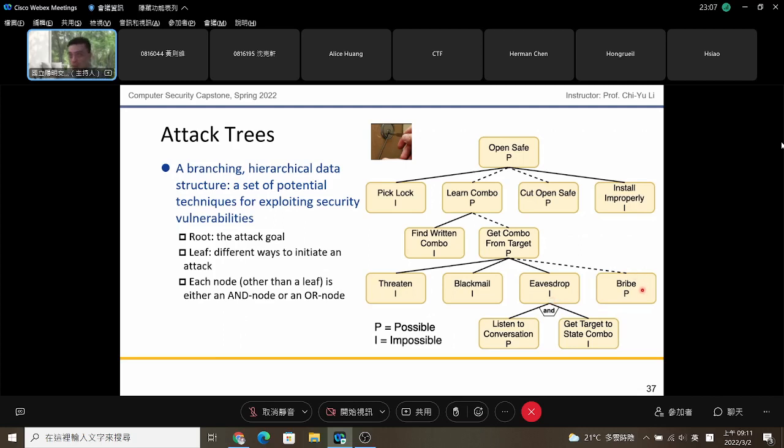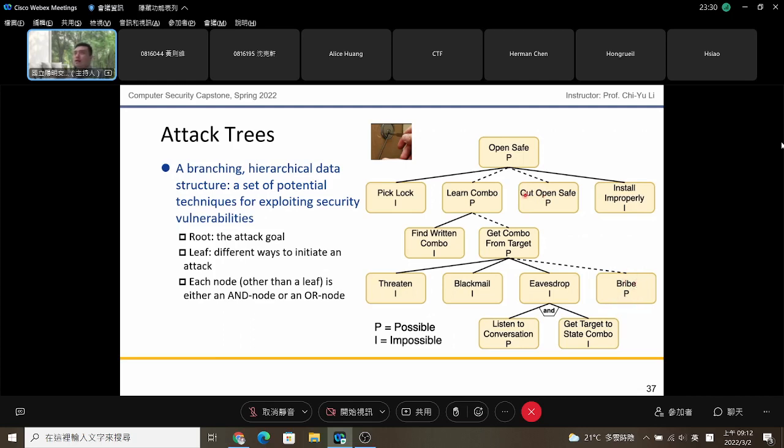And the last way to get the combo from target is to bribe. We may try to use the social engineering attack, try to give out money, for example, give the money to the secretary, who may know the combo code. So in this way, it is possible.